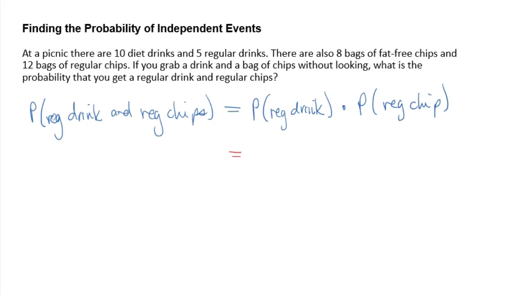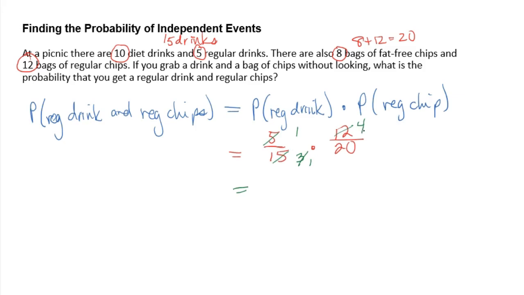So the probability of a regular drink, there are 5 regular drinks out of a total of 15 drinks possible. 10 plus 5 is 15. And the probability of getting a regular chip, well, there's 8 bags of fat-free and 12 bags of regular. So we got 12 out of 8 plus 12 is 20 bags. And then we're going to multiply these two together to find the total probability. I could reduce these before I do my multiplication, or I could plug them into my calculator and learn that this is 1 out of 5 chances that I will get a regular drink and regular chips.